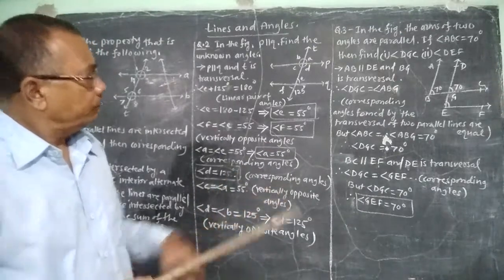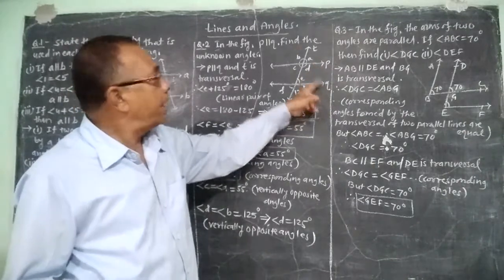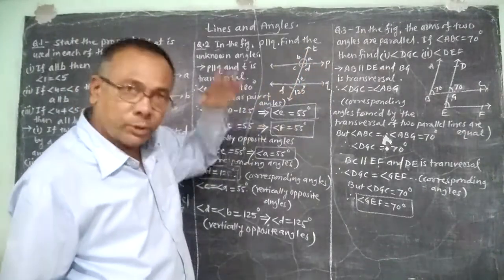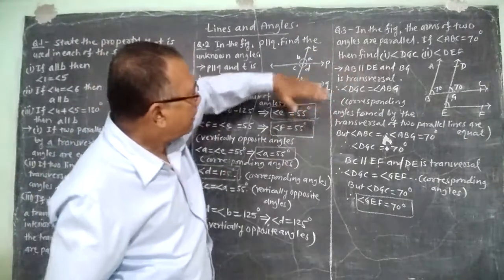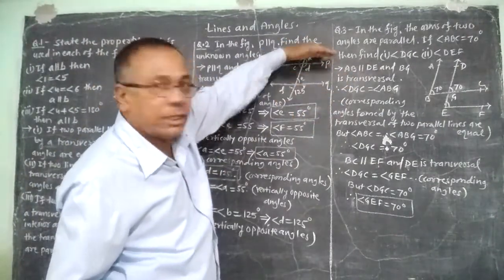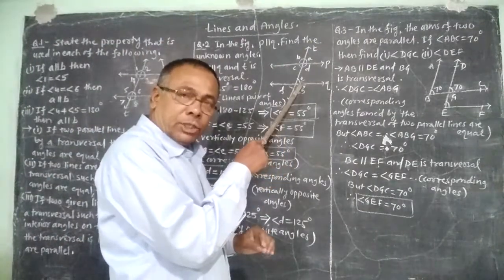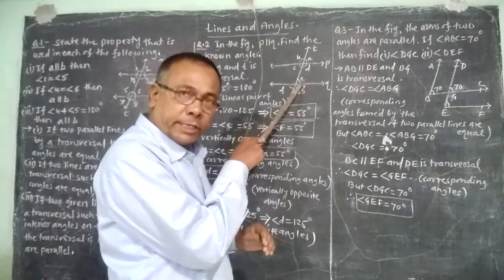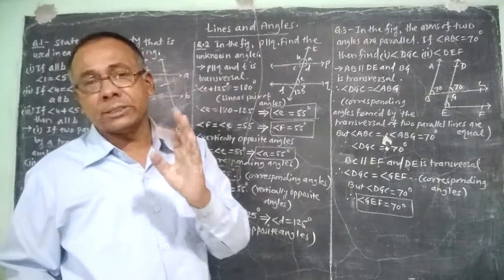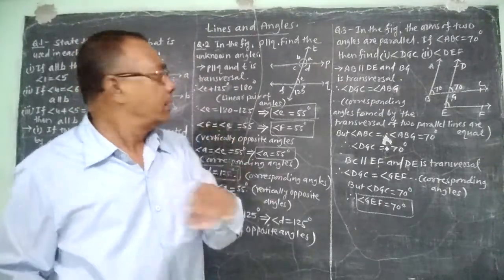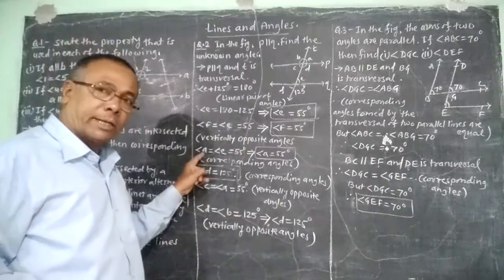Now here P and Q, these two lines are parallel and T is the transversal, and therefore we know that to the right side of the transversal and above both lines, angle A and angle E are corresponding angles. We know that if the two lines are parallel, then corresponding angles are also equal, meaning angle A equals angle E.